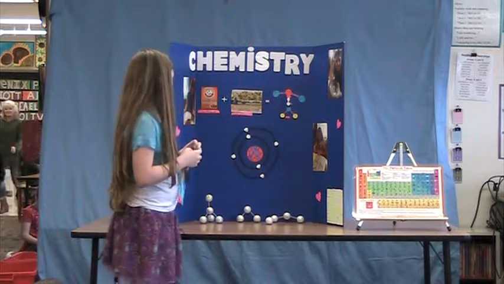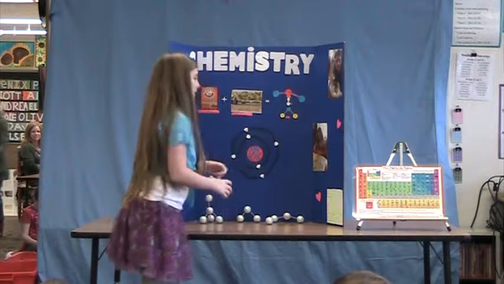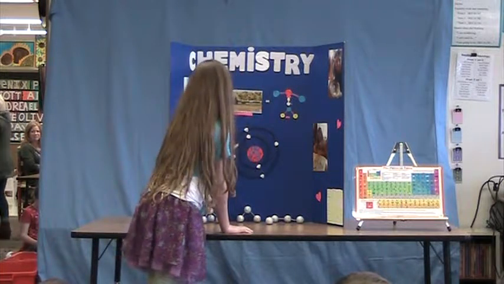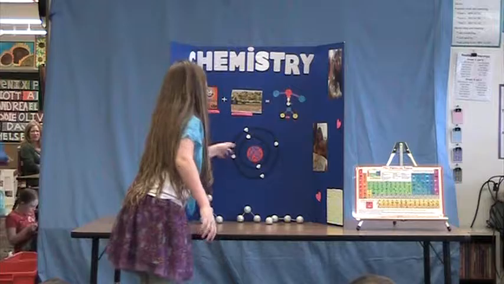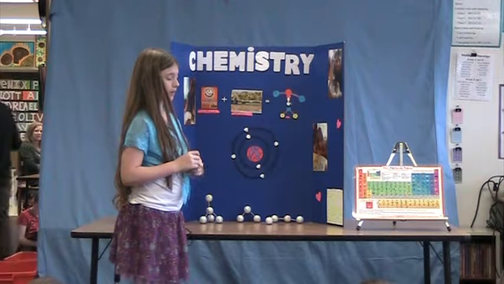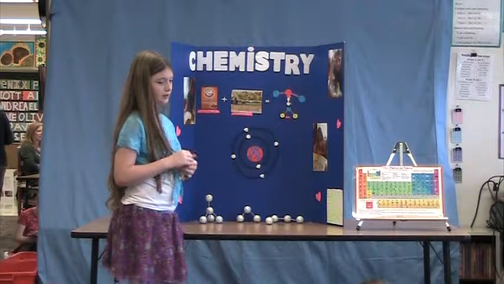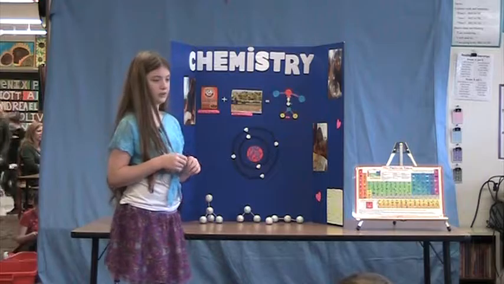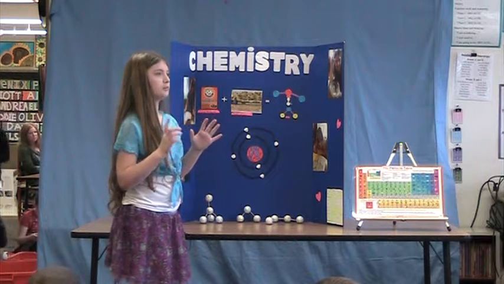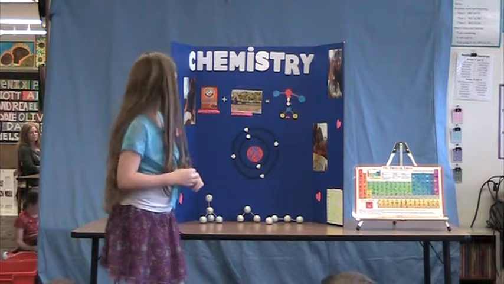So, the things that make up an atom are the nucleus, which is the center of the atom, the protons, the neutrons, the electron cloud, and the electrons. The nucleus is the center of the atom. Inside of the nucleus are the protons and the neutrons. The protons are positively charged particles. The neutrons are neutral particles.